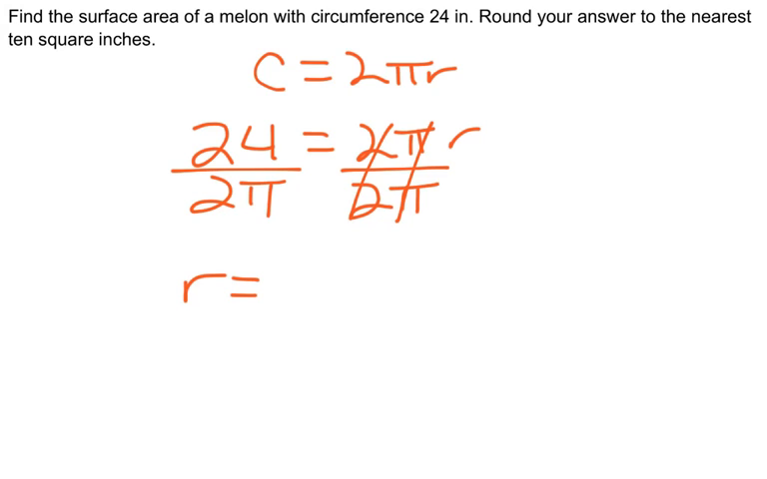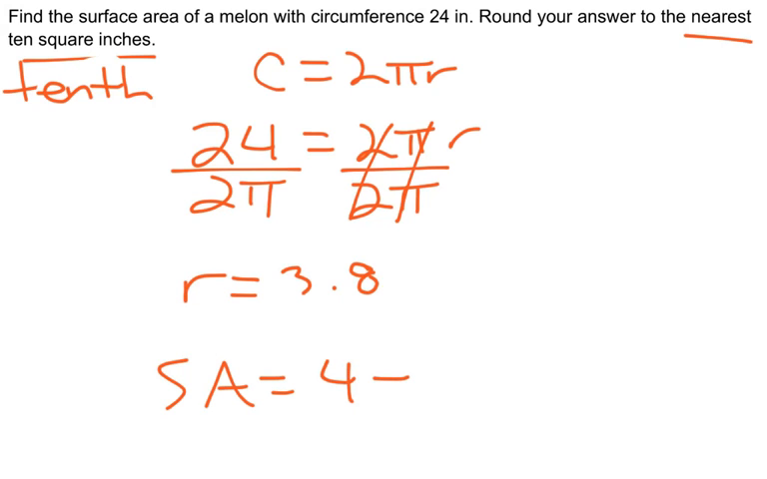So 24 divided by parentheses 2 pi is, let's go, it says nearest 10 square inches. We want to get this accurate. I believe it's supposed to be tenth. Sorry, round your answer to the nearest tenth. Make that note. That is horrible handwriting. To the nearest tenth, so that would be 3.8. Okay? Alright, now we can plug that into our surface area.